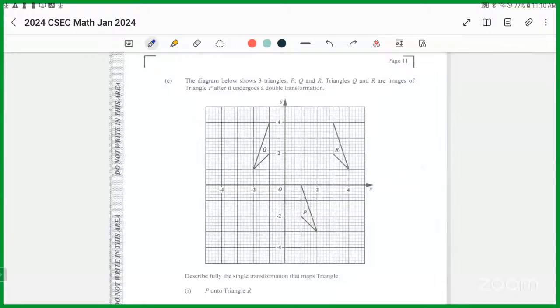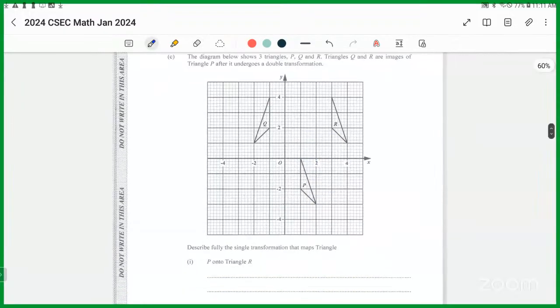They said the diagram below shows 3 triangles, P, Q, and R. Triangle Q and R are images of triangle P. So this is the original triangle P, and there's a transformation to this and a transformation to that. Or it could be that you go to this first and then that. Let's read and see what they said. Alright, so there's a transformation from this to this and from this to this. It says, describe fully the transformation that maps P to R. So a transformation takes us from this one to this one. That's what they're asking us.